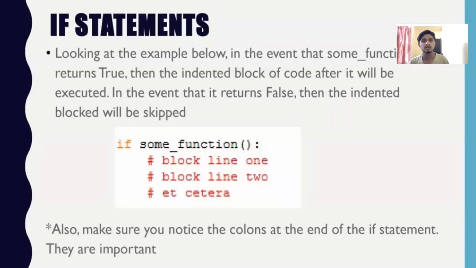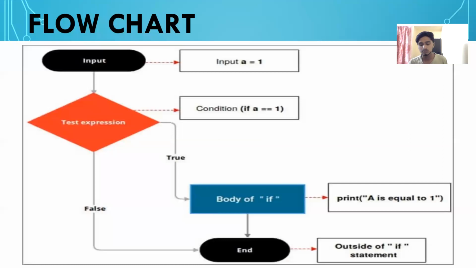If statement. Looking at the example below, in the event that some function returns true, then the indented block of code after it will be executed. In the event that it returns false, then the indented block will be skipped. Also make sure you notice the colon at the end of the if statement. They are important. So this is the flow chart for the if statement.